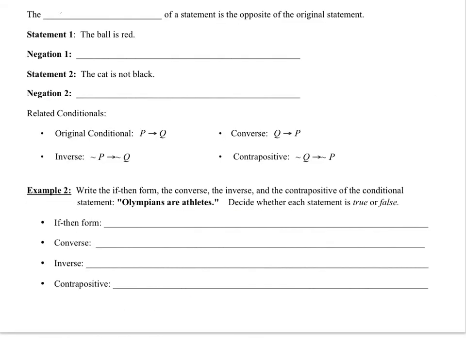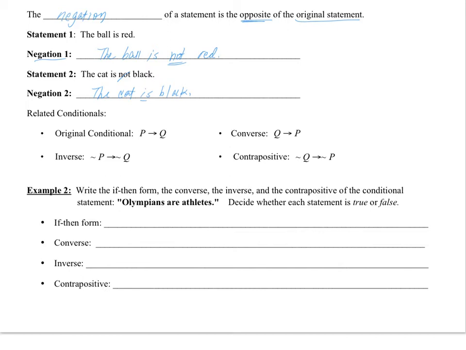The negation, this is our next term here, of a statement is the opposite of the original statement. So let's start easy here. The ball is red. To negate the statement, we will have to use the word not. The ball is not red. The cat is not black. Then we just have to take out the not to negate it. The cat is black.